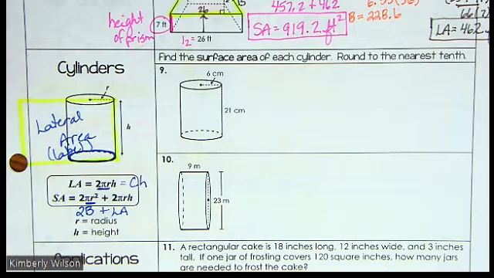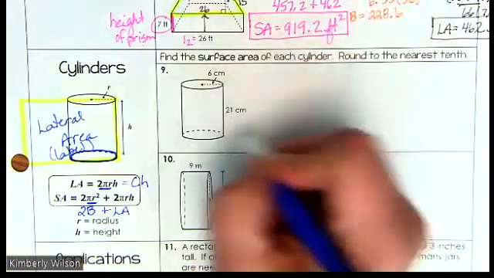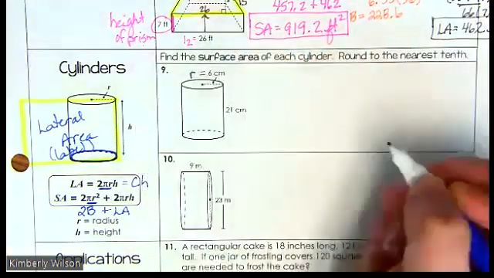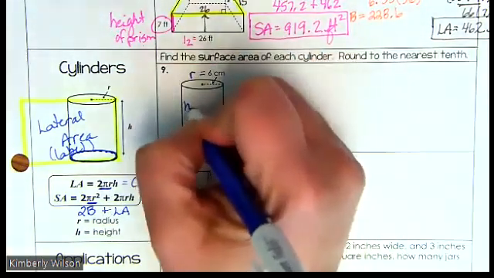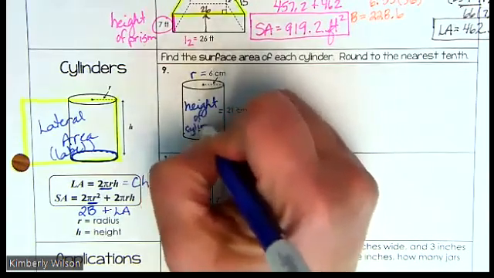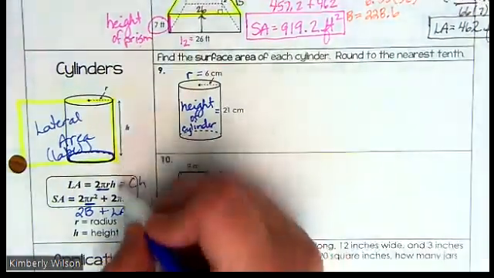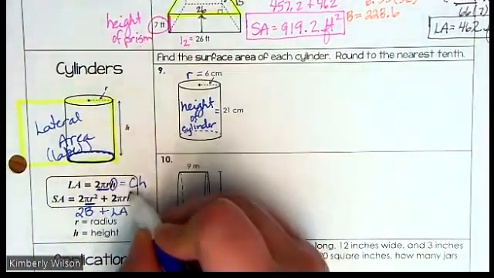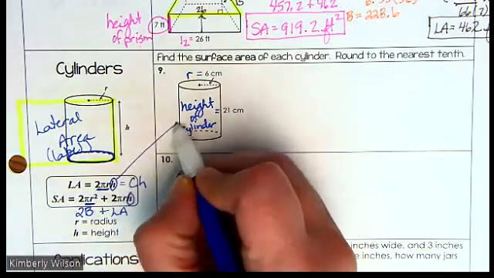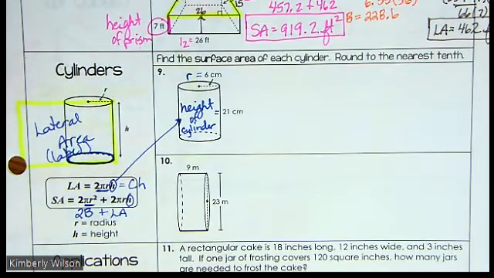All right, so here we go. Let's look at the problem. First things first, label our information. This is the radius. This is the height of the cylinder, which is this H right here. That represents the height of the cylinder, the H in this formula. There's not more than one H, because there's not a height for a circle.